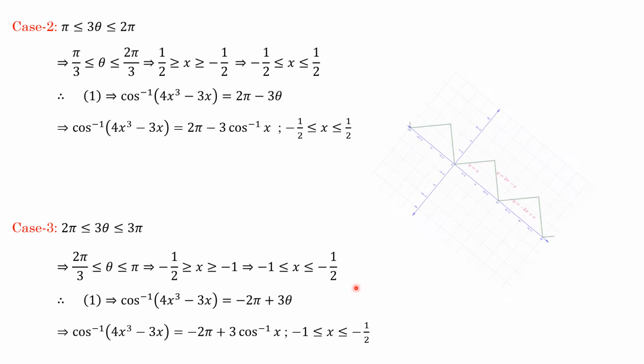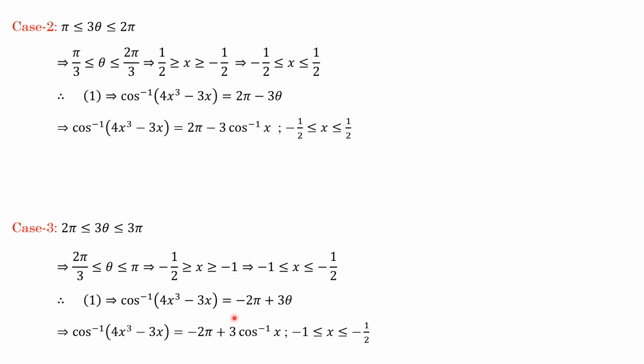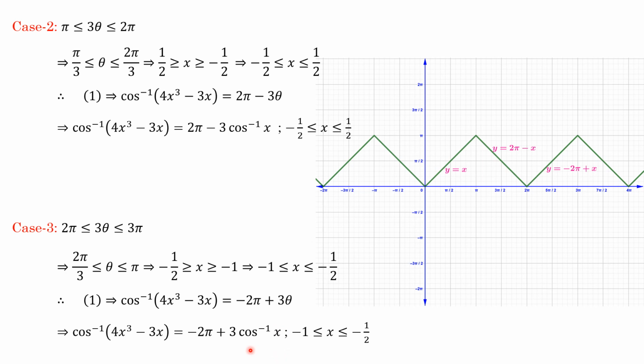Now you see the graph also. This time it is 2 pi up to 3 pi. Then the line is like this. This time I have to take minus 2 pi plus x, where x means 3 theta here. So minus 2 pi plus 3 theta now. And theta is obviously cos inverse x. So I write here cos inverse of 4x cube minus 3x is equal to minus 2 pi, remaining the same, plus 3 times cos inverse of x, and this is the condition on x already obtained here.